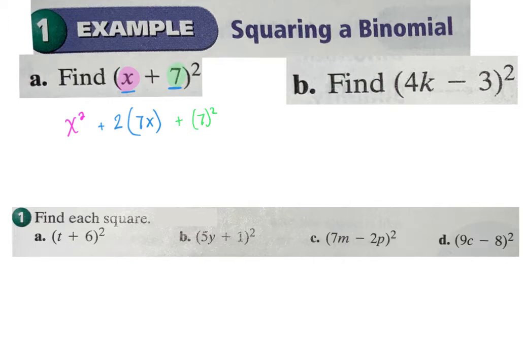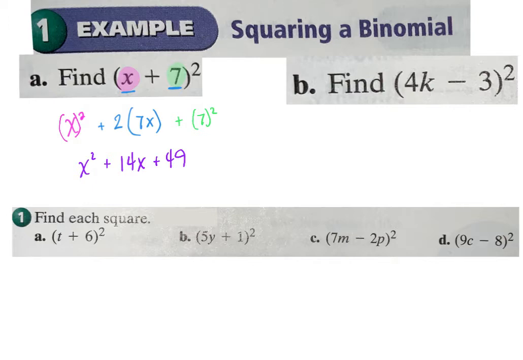Okay, and this is technically like that. And so we're going to end up as our final answer with x squared plus 14x plus 49. All right, and you don't even have to worry about foiling. Now, if you wanted to check it, you could FOIL it.